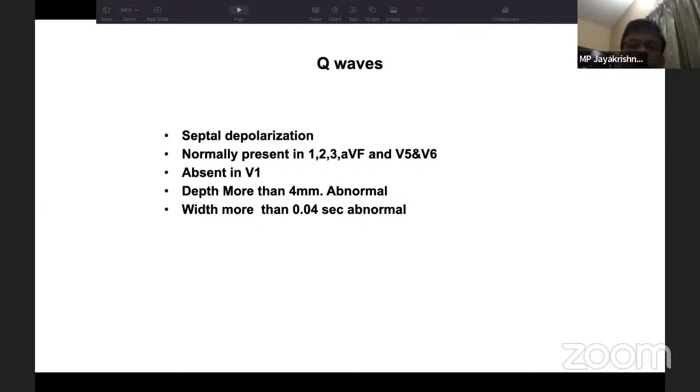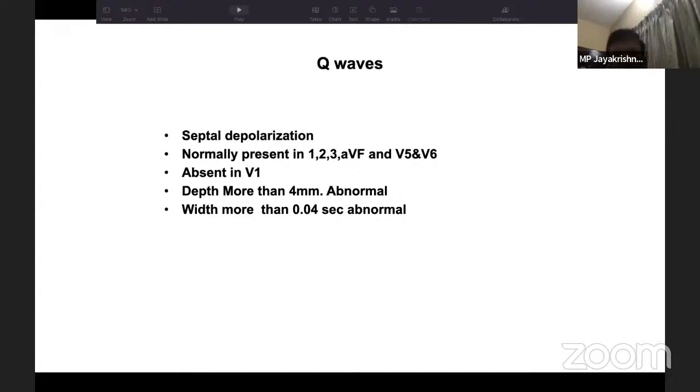So 1, 2, 3, AVF, V5 and V6, which are the left-sided leads. And Q waves are absent in V1. That's very important. So if you see Q waves in V1, that is always abnormal, that you must remember. And it's not just the presence of Q waves that we are looking for. We need to look at the depth of Q wave as well as the width of Q wave.